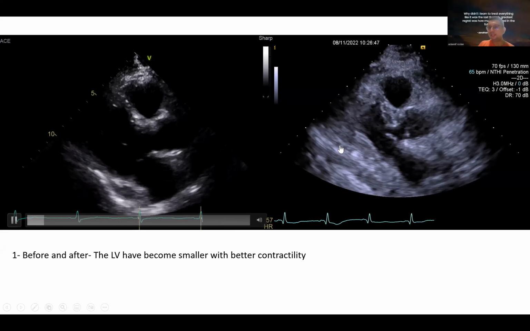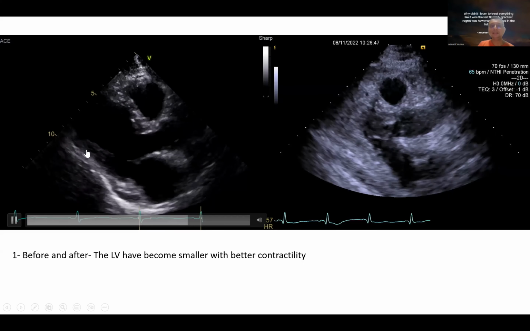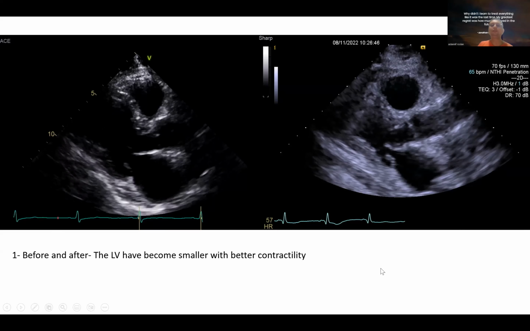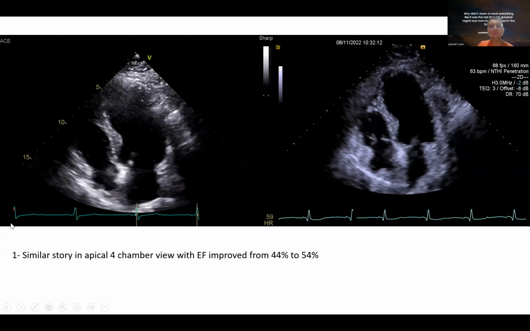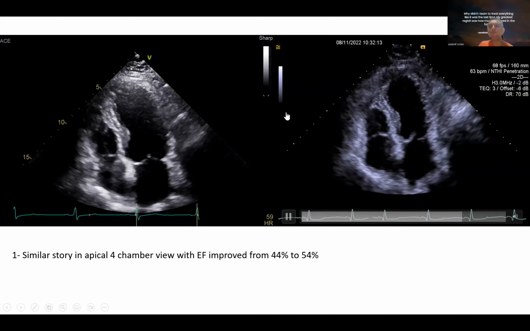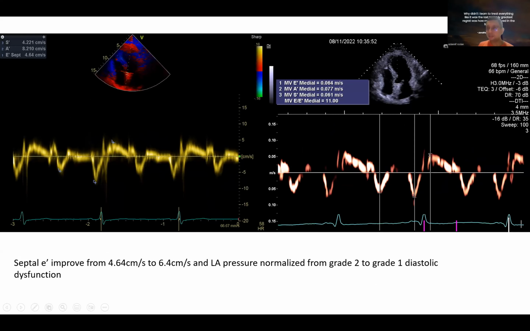This is before and after. We can see that the LV has become smaller. We can see that the infralateral wall and the anteroseptal wall have contracted stronger. Look at the apical 4-chamber view. We can also see the LV has now improved and the ejection fraction has normalized from 44% to 54%. Even better, we can also see that the septal E prime has improved from 4.65 centimeter per second to 6.4 centimeter per second. And in fact, the LA pressure from high LA pressure has become normal LA pressure.